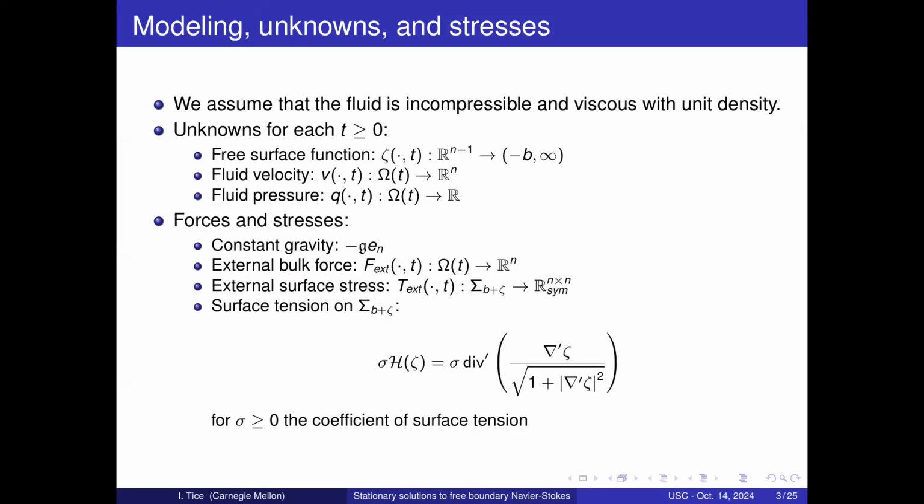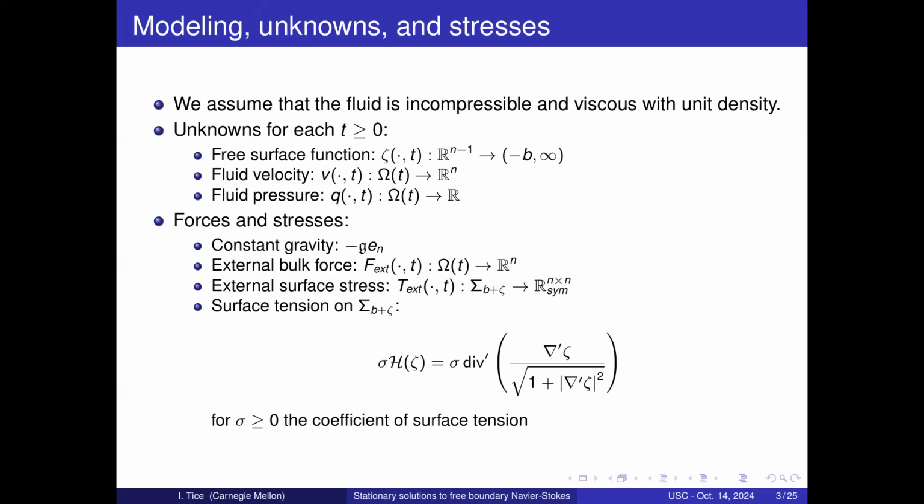So we have to find the domain and the variables that describe its evolution. Now, the most important thing for the purposes of what I'm going to talk about is the various forces and stresses that act on the fluid. So we're going to assume that there's a constant gravitational field, minus g e_n, pointing directly down into the flat bottom orthogonally.